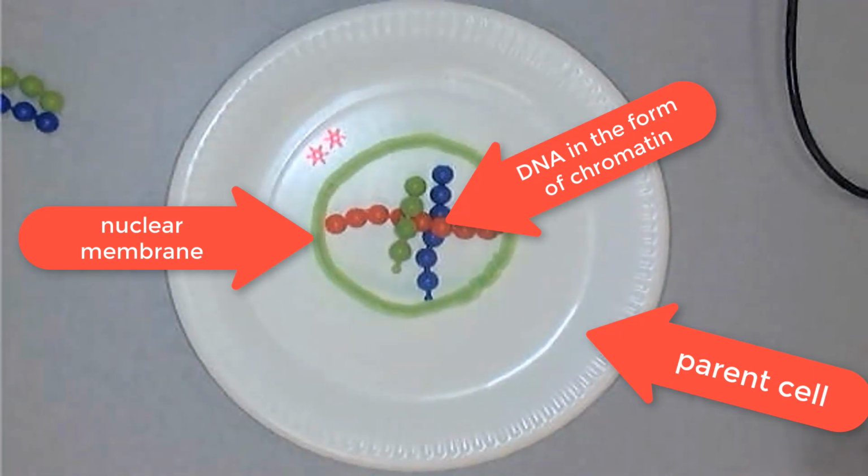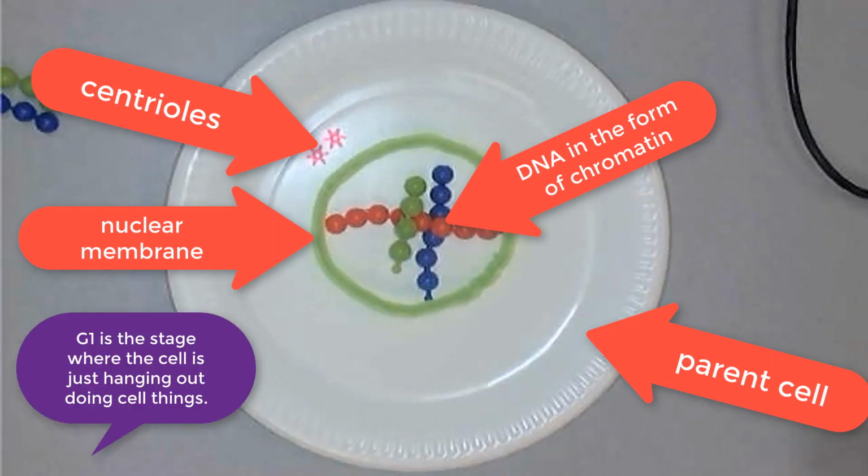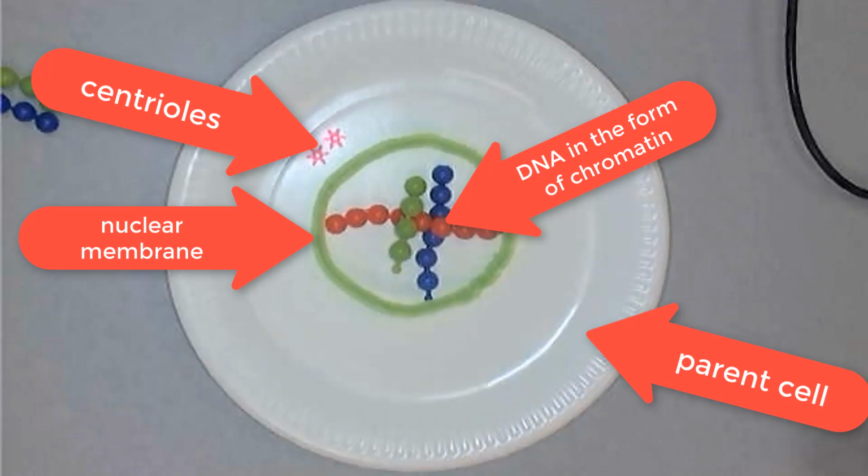So centrioles always occur in pairs and they hang out next to the nucleus. So right now, this is G1. This is where the cell spends most of its life. You have the nucleus, you have chromatin, and you have the centrioles.